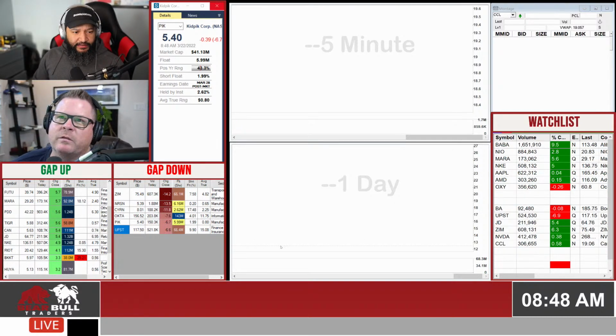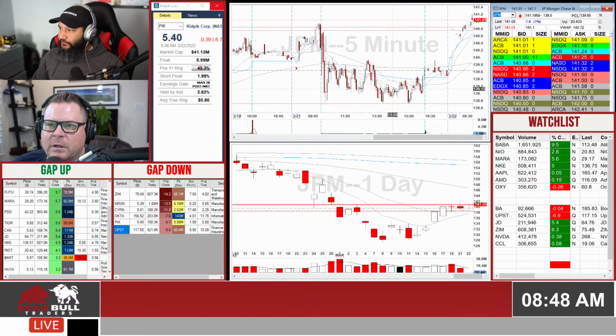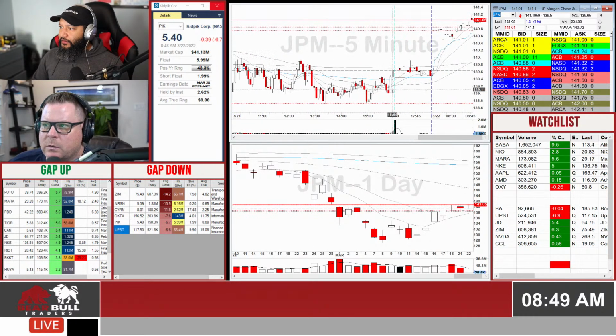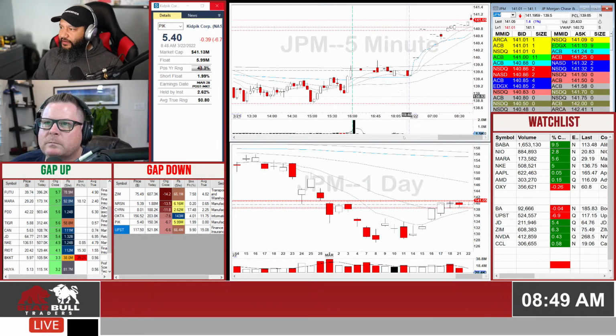JP Morgan daily looks good. I'll be back to you in a second. I want to find out one thing on that. Yeah, sure. We'll look at JP Morgan in the meantime. Yeah, pretty quiet right now on JP Morgan. Daily looks great though. I agree. If it gets volume, it looks ready to just take off here.